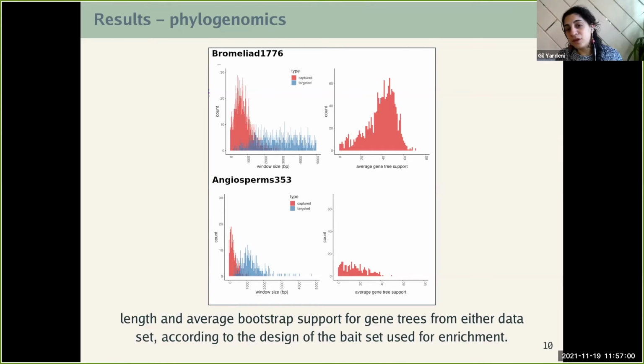And this is a finding that we expected from targeting regions that are highly conserved, that they are not going to be as informative.